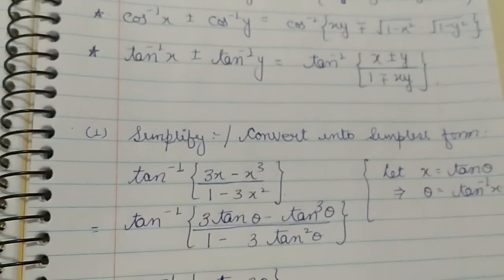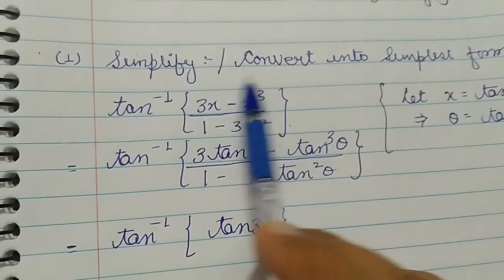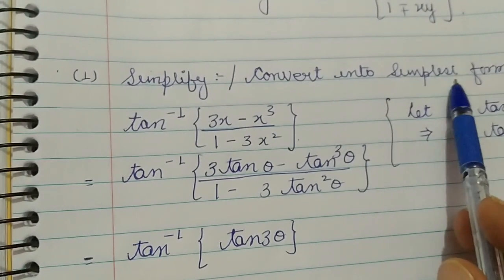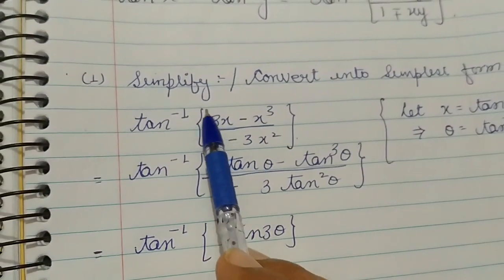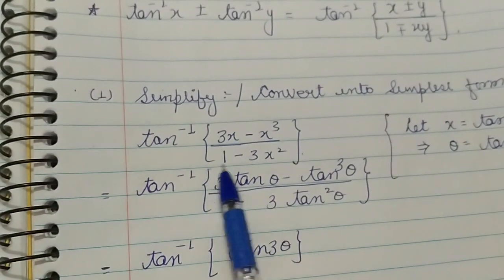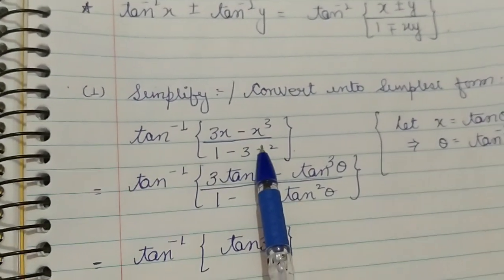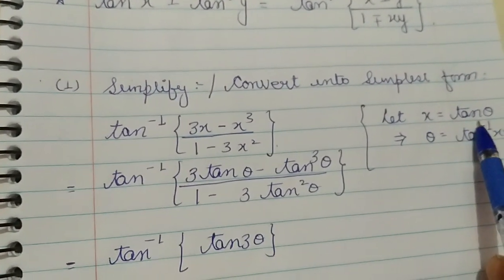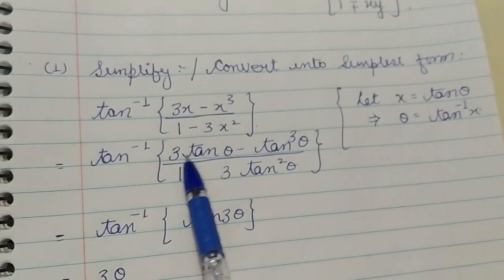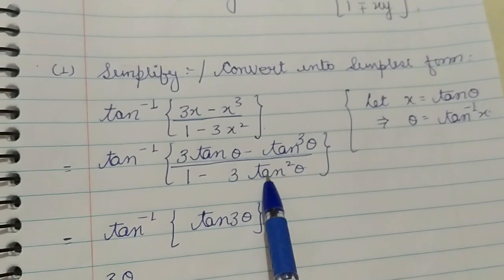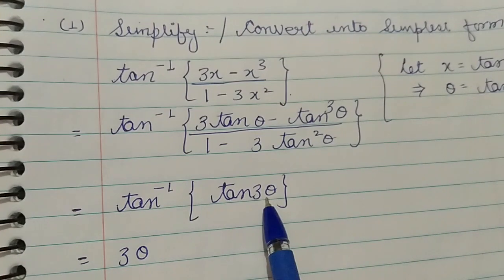So we are going to solve one particular question. In this question, we have to convert this term into its simplest form. This term can be easily converted into the form of tan 3 theta. If we suppose x equals tan theta, then this term will become (3 tan theta minus tan cube theta) upon (1 minus 3 tan square theta), and this is the formula of tan 3 theta.